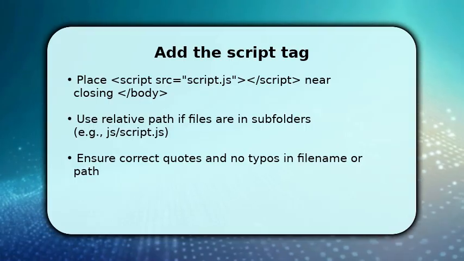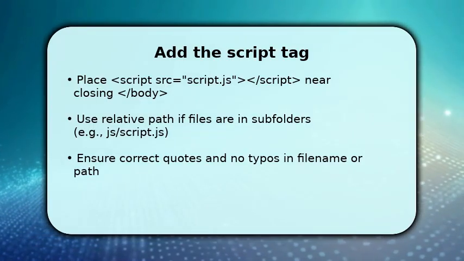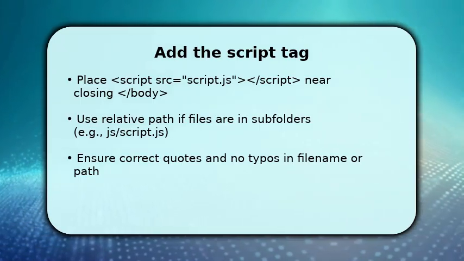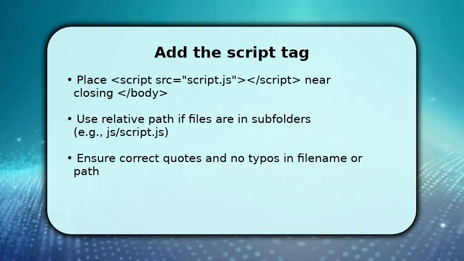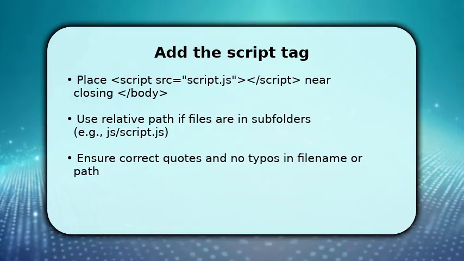If your JS lives in a subfolder, adjust the relative path accordingly, for example js/script.js. Make sure to use correct quotes and exact file name case because mismatches stop loading. Save index.html and return to VS Code's live server or browser to test.